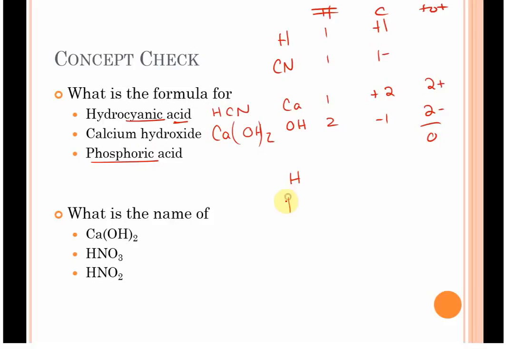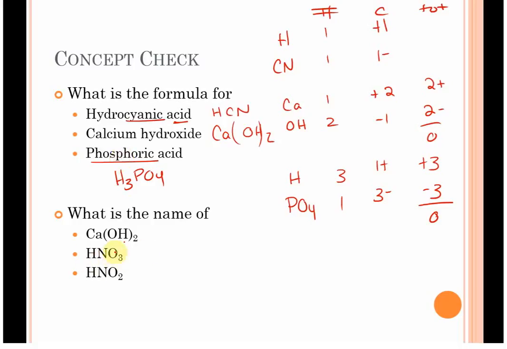Phosphoric means it came from phosphate, which is 3-. So we need 3 of these and 1 of these to give us a charge that cancel. So it's H3PO4. This has got a polyatomic ion, no acid or anything like that, so we name it element name. So this is calcium, polyatomic ion is hydroxide.